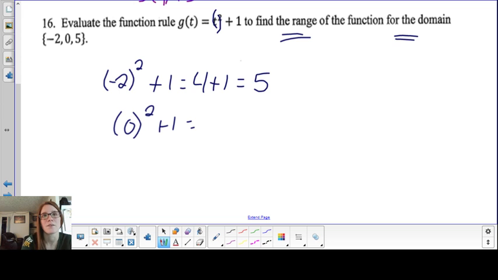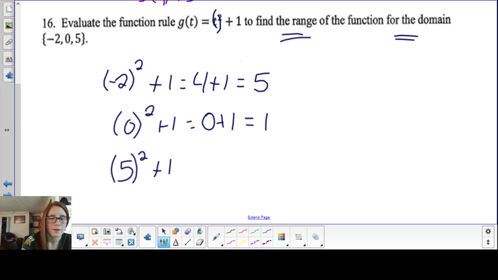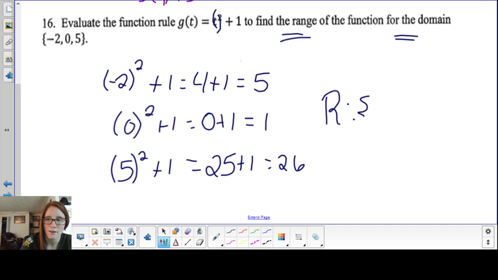Next I have 0. 0 times 0 is 0. Plus 1 gives me 1. Next I have 5 squared. So 5 times 5 is 25. Plus 1 more is 26. So my range for this set of domain values is 1, 5, and 26.